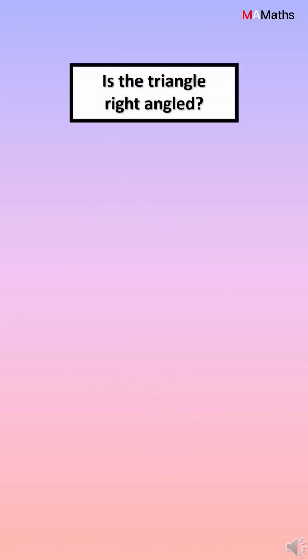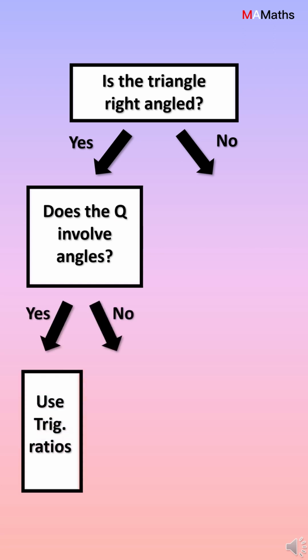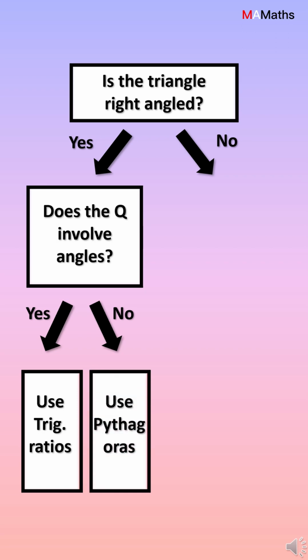Here's a flowchart which summarizes what we've looked at. Is the triangle right-angled? Yes or no? If yes, the next question is, does the question involve angles? Yes or no? If yes, we use the trig ratios, SOHCAHTOA. If no, then we use Pythagoras. The square of the hypotenuse is equal to the sum of the squares of the other two sides.